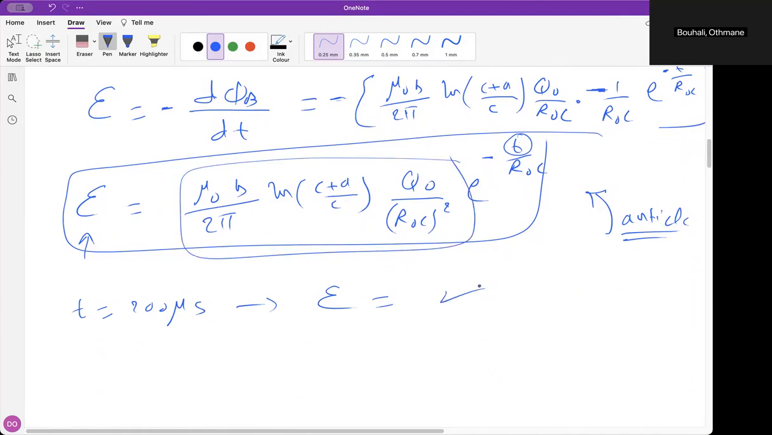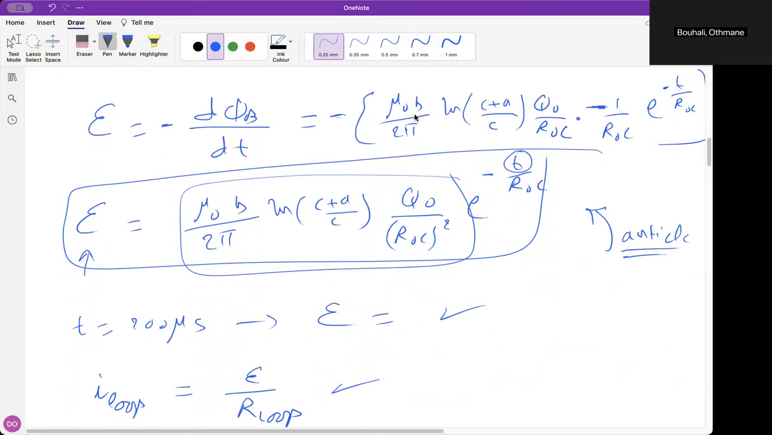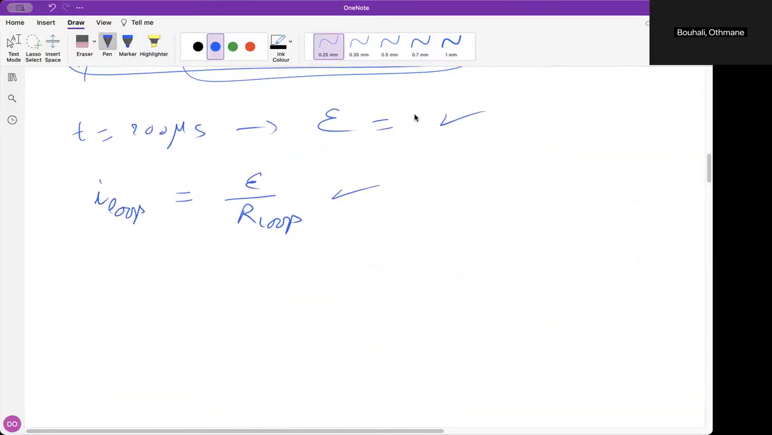Now, how do I calculate the current induced in the loop? Well, I know that the current will be the EMF divided by the resistance of the loop, and the resistance of the loop is given. So we can calculate it. We know that the loop has sides A and B, this is 10 centimeters, this is 20 centimeters, and the wire has 1 ohm per meter.